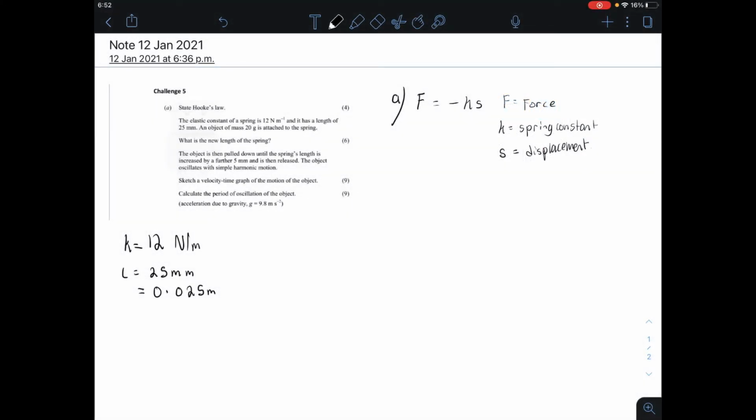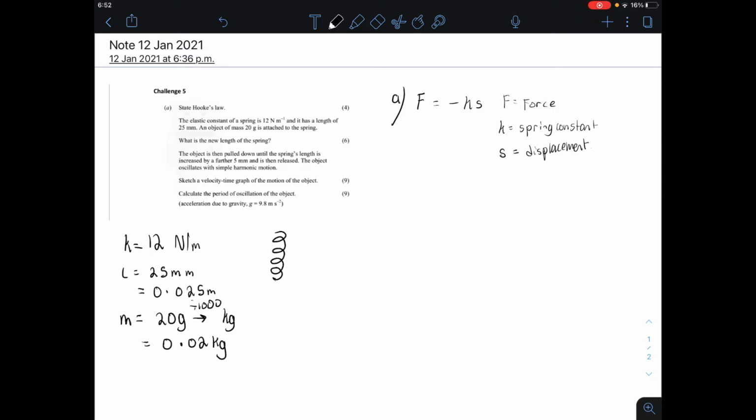Here we're looking for the new length of the spring. We're also told that the mass is equal to 20 grams. Again, immediately you need to change this value into kg, and to do this we divide it by 1,000. This gives us 0.02 kg.